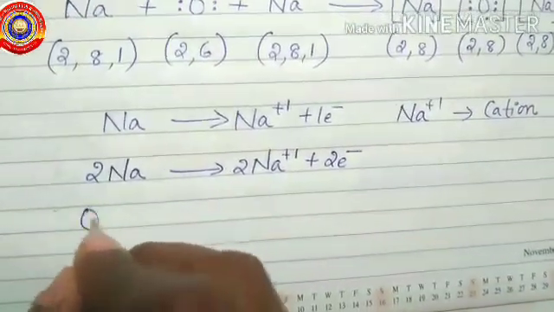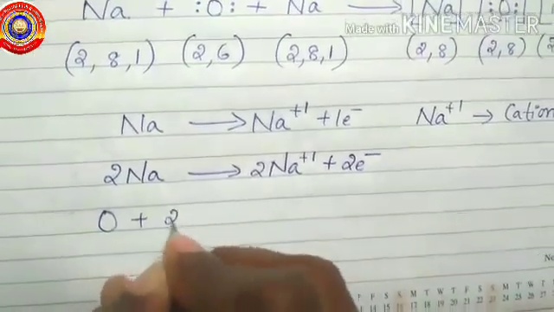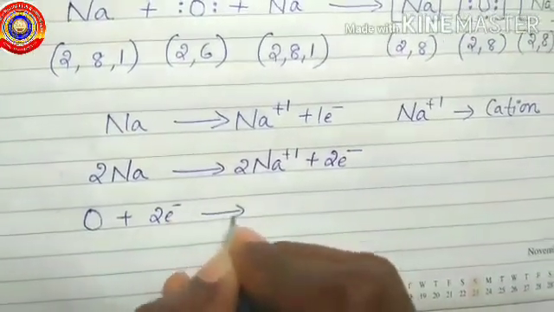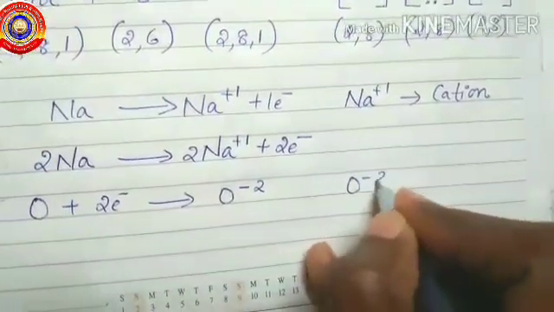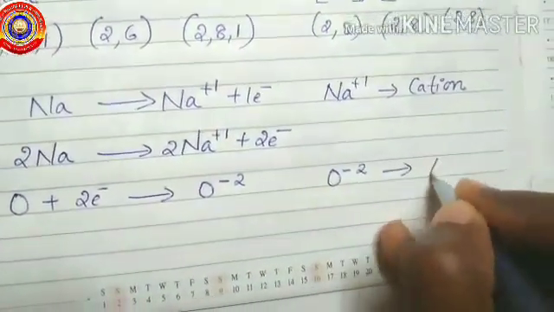Let's write the equation for oxygen. Oxygen plus 2 electrons gives O2-. Anion present in this equation is O2-, oxide ion.